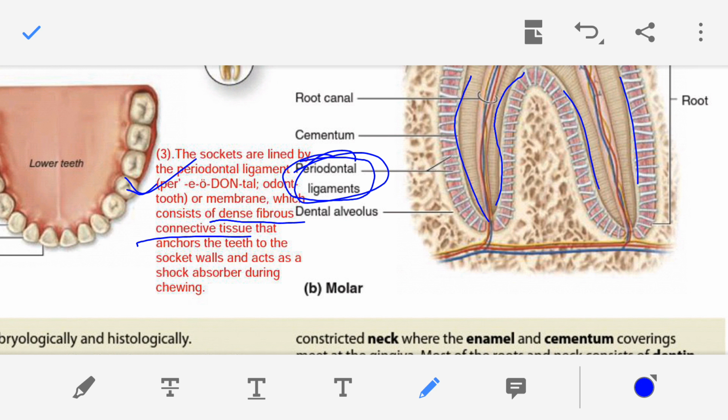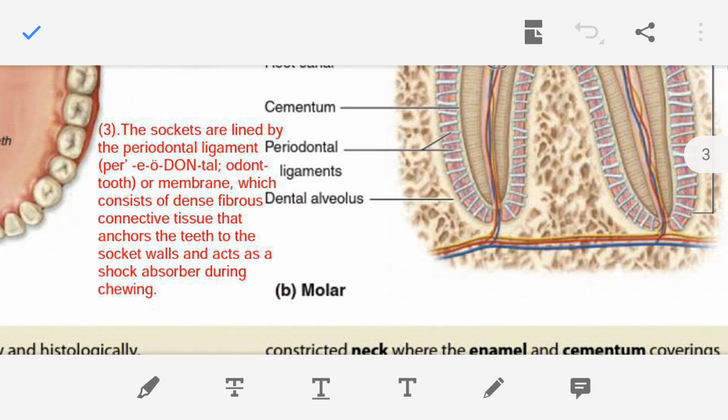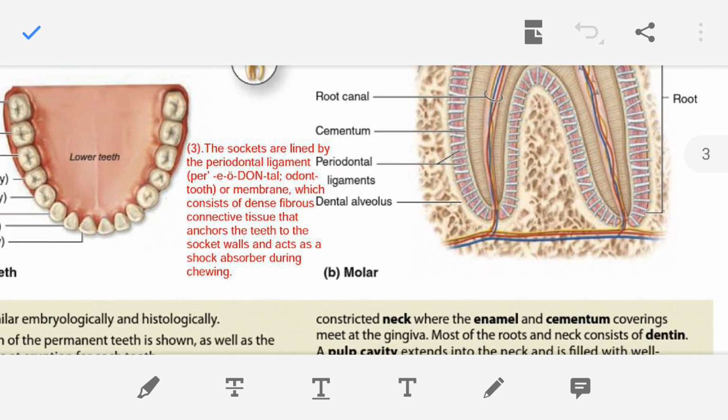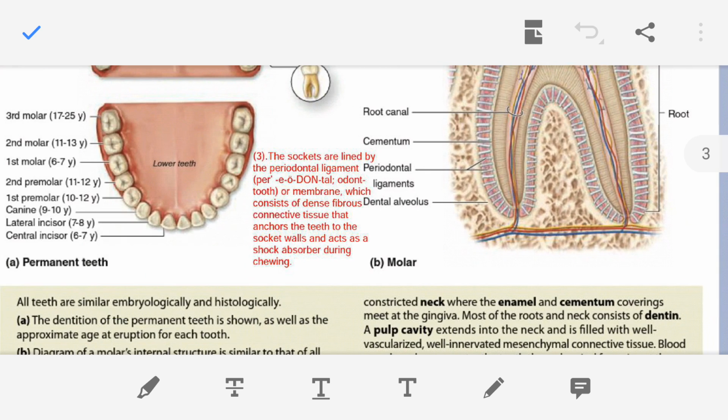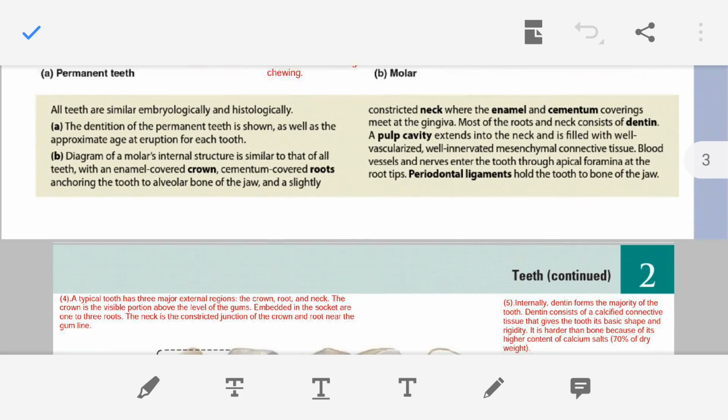So the function of the periodontal ligament is to anchor the teeth into the socket walls, and at the same time this ligament also acts as a shock absorber when we are chewing food. During the chewing process, the shocks are absorbed by the periodontal ligament. So this is regarding the periodontal ligament.